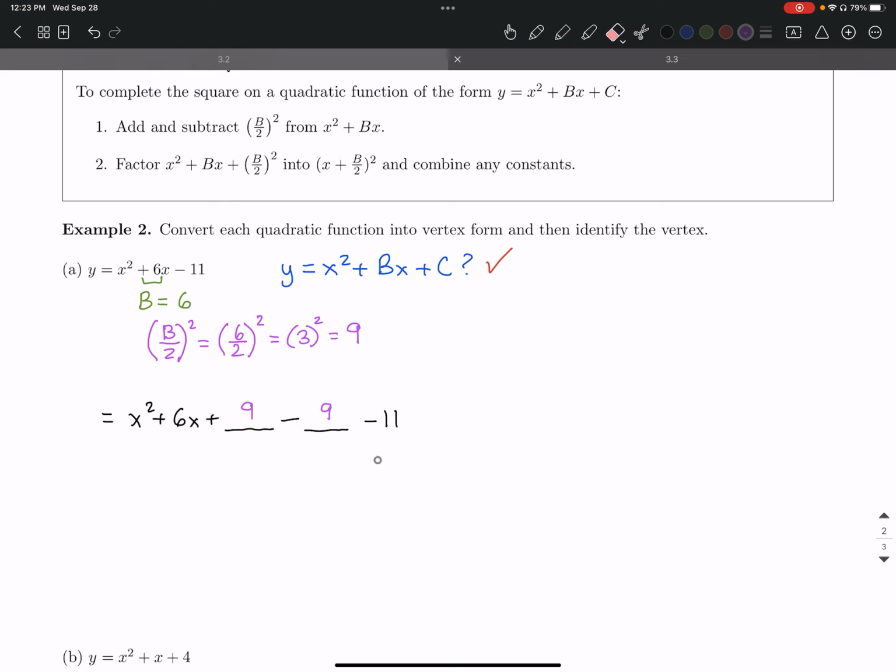This is entirely legal because 9 minus 9 is 0, so if I actually subtracted those two things, I'd get back to the quadratic I started with.